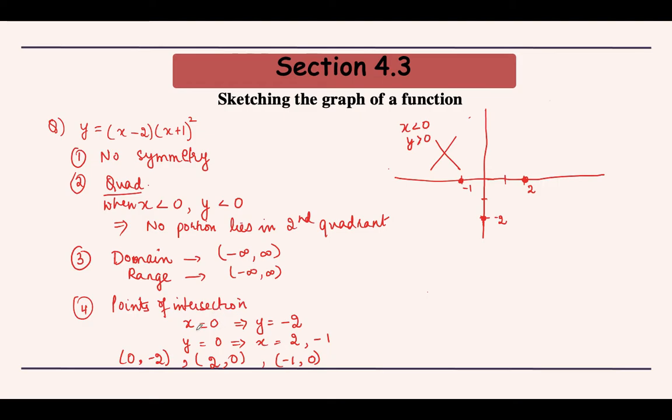Then we move on to the points of intersection. When we put x equal to 0 here, you will get the value of y, which is minus 2. And when you put y equal to 0, you can see there are two factors here. So x is equal to 2, and x is equal to minus 1 we get from the second factor. So there are these 3 points of intersection. One is 0 comma minus 2, which is here. Then we have 2 comma 0, which is here, and minus 1 comma 0, which is here. So we know that our curve is going to pass through these 3 points.